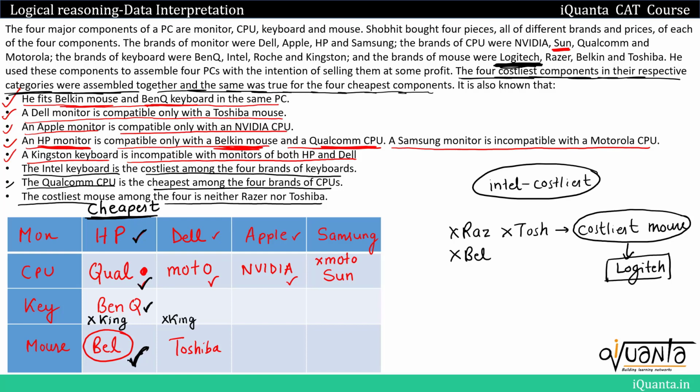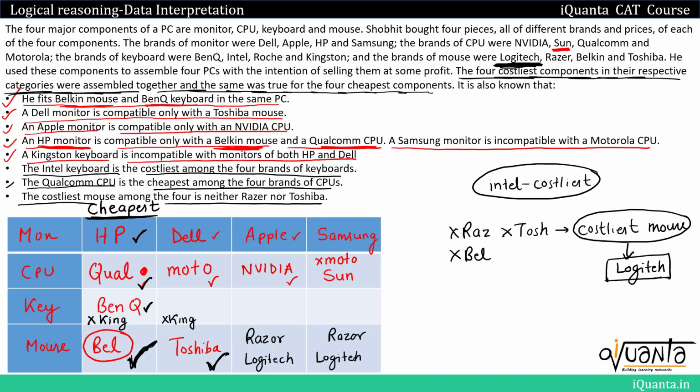So we are done with all the clues. Now we know that Logitech is the costliest mouse. We know that Logitech mouse cannot come with HP because we have Belkin over here. Logitech mouse cannot come with Dell because we have Toshiba over here. So that means Logitech mouse can come over here and it can also come over here. I hope this is clear. We have one more brand of mouse which is left, and it is Razer. So Razer can come over here also and over here also.